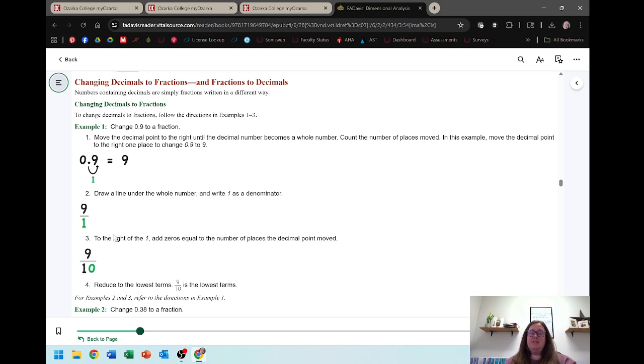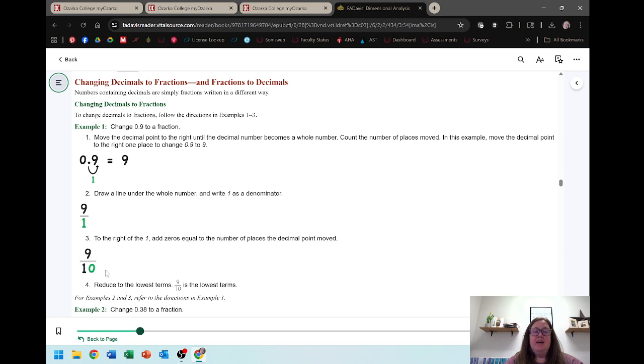So the beginning of this chapter, we talked about decimals being basically a fraction where we're using powers of 10. So in this case, when we change 0.9 to a fraction, we're going to move that decimal until it becomes a whole number. And so we made it the number 9. And then however many times we move that decimal to the right is going to determine how many zeros we have in the denominator. So 1 decimal place, or 0.9, gives us 9 over 10.